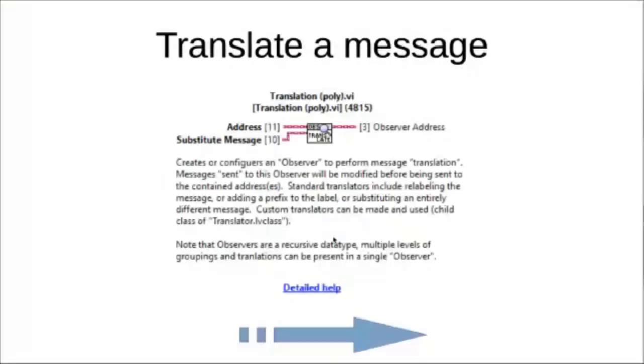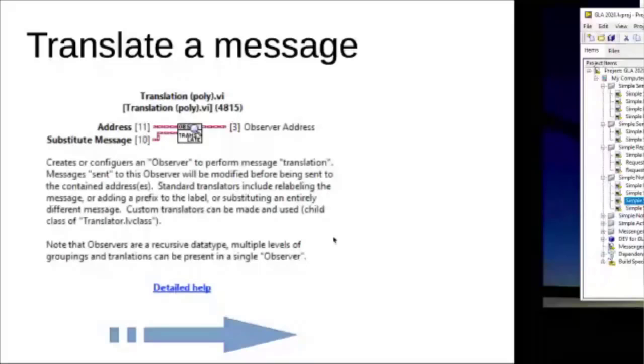This is called translation, or I call it translation. This is how you can configure an address to do something with the messages that are sent via it. So before the message is sent, the address will translate, change the message as it is configured to do so. So let's show that.